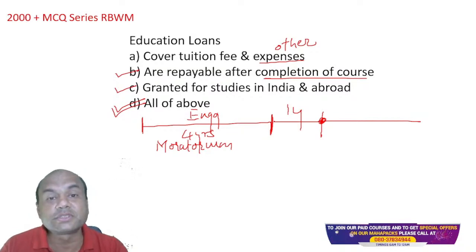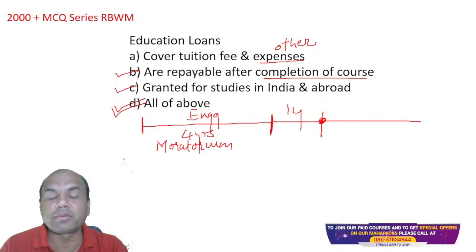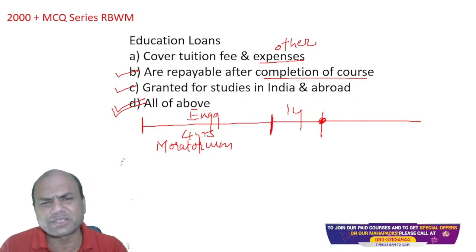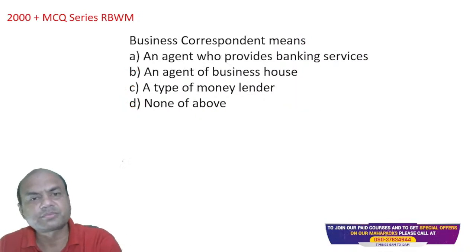It's the depositor's money. So we are just the trustee. How can we waive off any amount? Okay. So that's why it's repayable after completion of the course, and obviously granted for studies in India and abroad. That's obvious, isn't it?